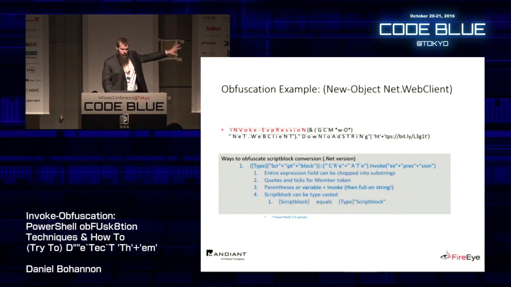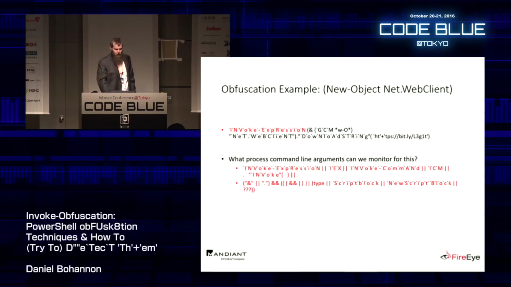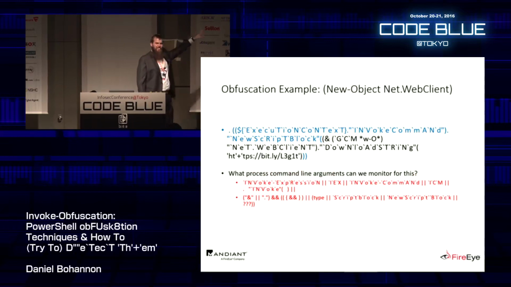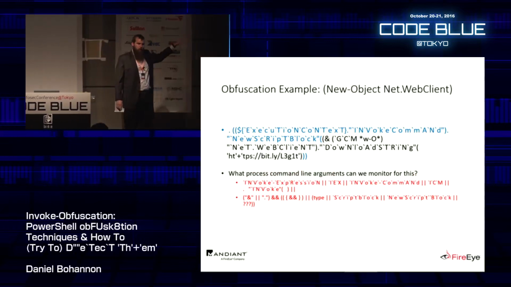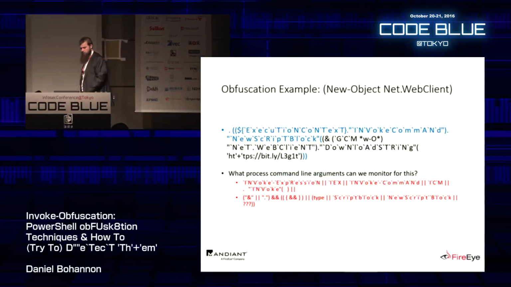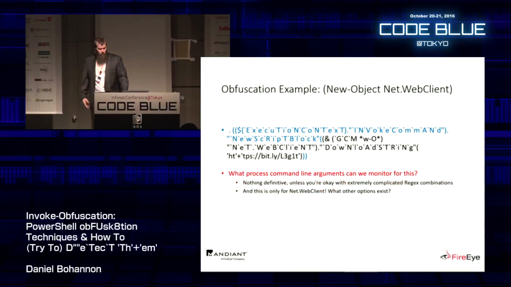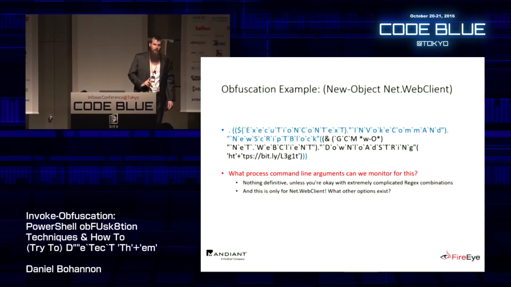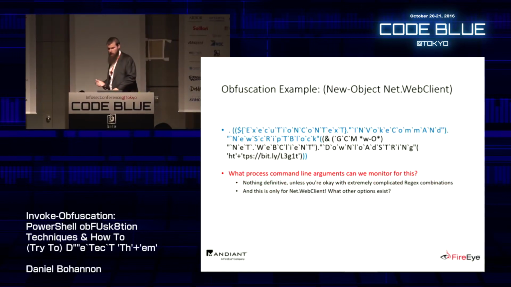Here's an example of the .NET version being obfuscated. So this is our original command now. None of our strings we used at the beginning work. And this is only looking at one example. This is looking at net.webclient for remotely downloading content.